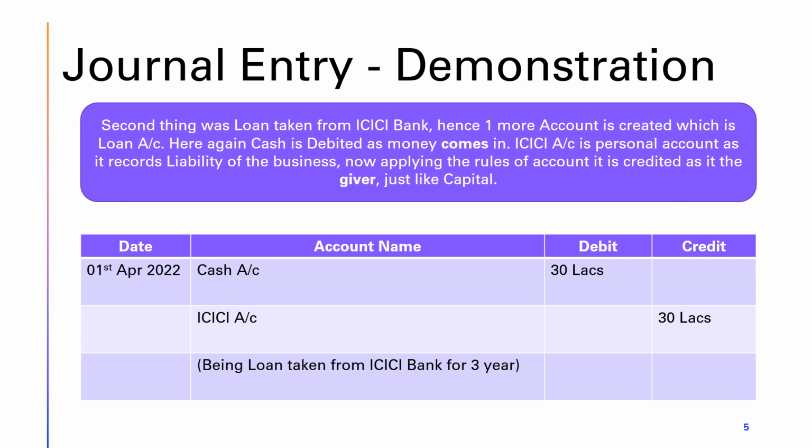Second thing which Jethalal did was to take a loan from ICICI Bank for 3 years. Now to record this transaction, one more account is created, that is loan account. Over here, ICICI account is a personal account as it is an organization and physically present. Again, applying the accounting rule, cash is debited as it comes in and ICICI Bank is credited as it is giving something to the business.